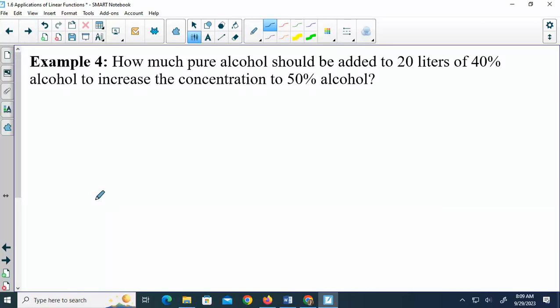So let's look at this one. Lots of chemistry scenarios come up into play here. How much pure alcohol should be added to 20 liters of a 40% alcohol to increase the concentration to 50%? I have a lot going on here, don't I? I'm talking about a 40%. I have a pure one. I'm trying to get a concentration of 50. It's a lot of information to keep track of.